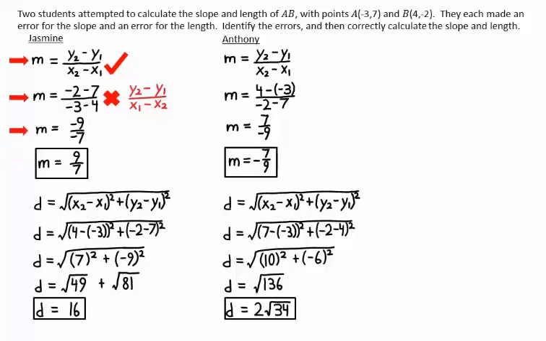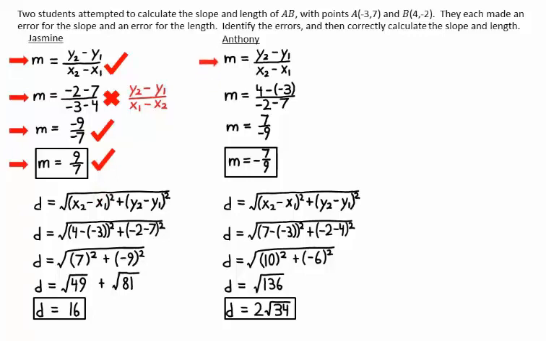For her third step, she simply plugged in -2 minus 7 to get -9. -3 minus 4 is in fact -7. This is correct. And finally, canceling out the negative signs for step 4, giving a slope of 9/7.